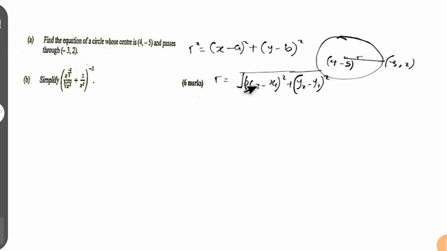So in this place, what's the value of x2, what's the value of x1, what's the value of y2, and what's the value of y1? For the first point, we have our x1 and y1, and for the second point, we have our x2 and y2. So x1 is equal to 4, and x2 is equal to -3. So let's put it here. We have r is equal to the square root of (x2, which is -3, minus x1, which is 4).